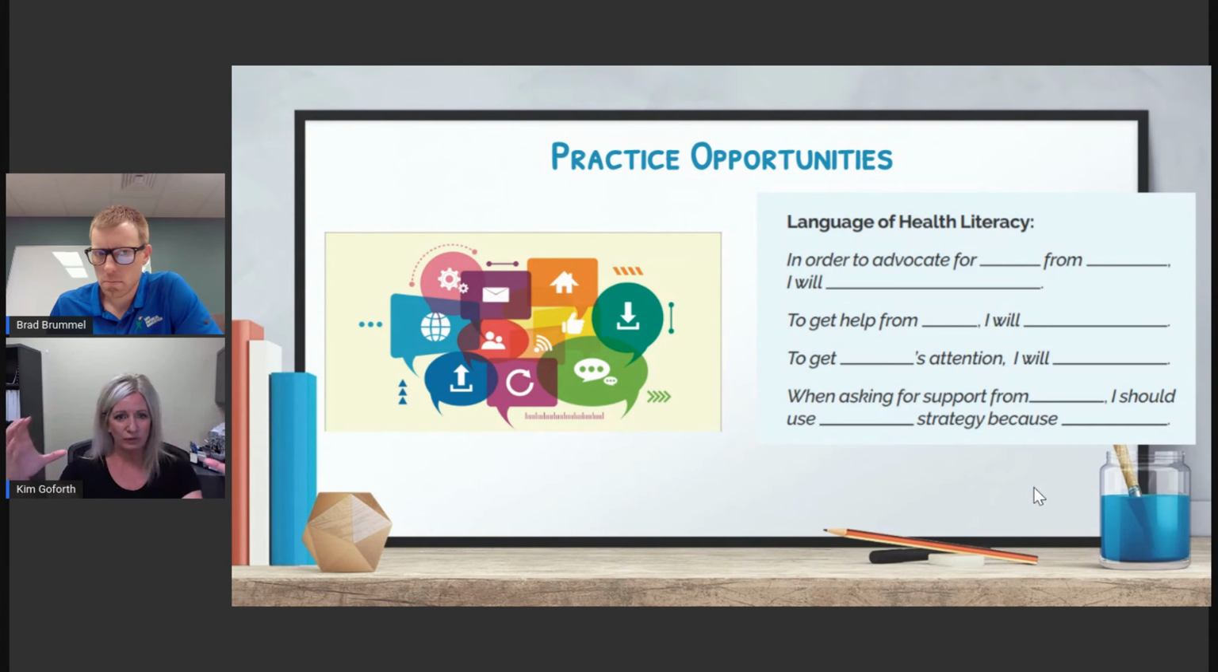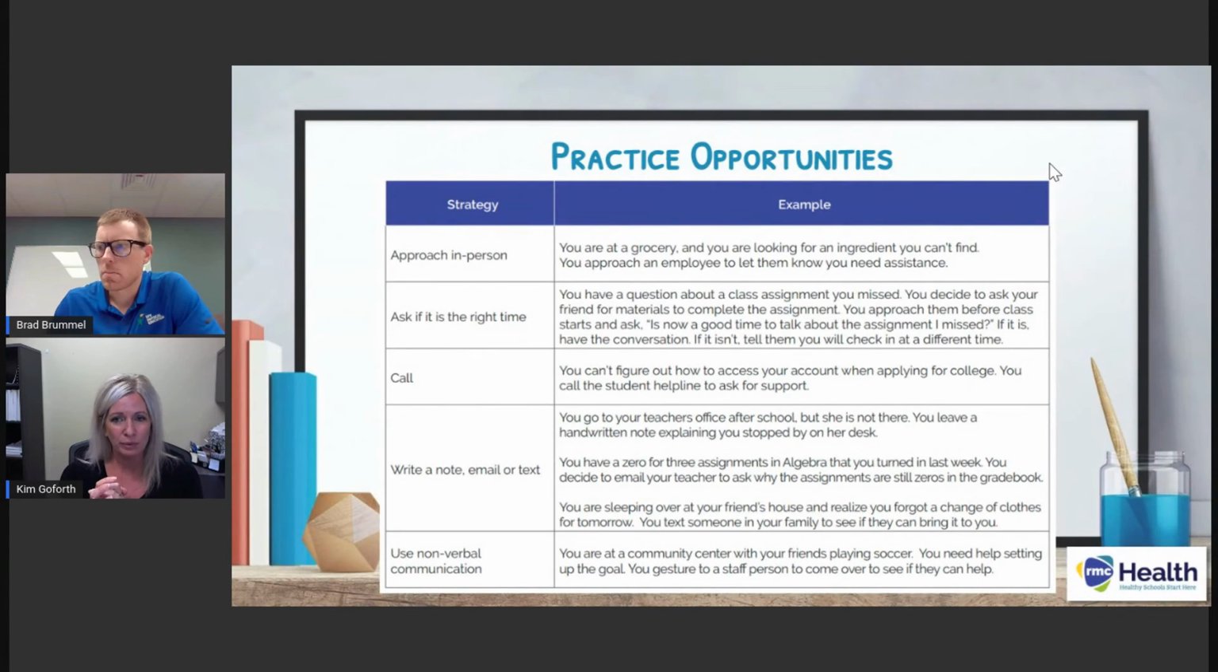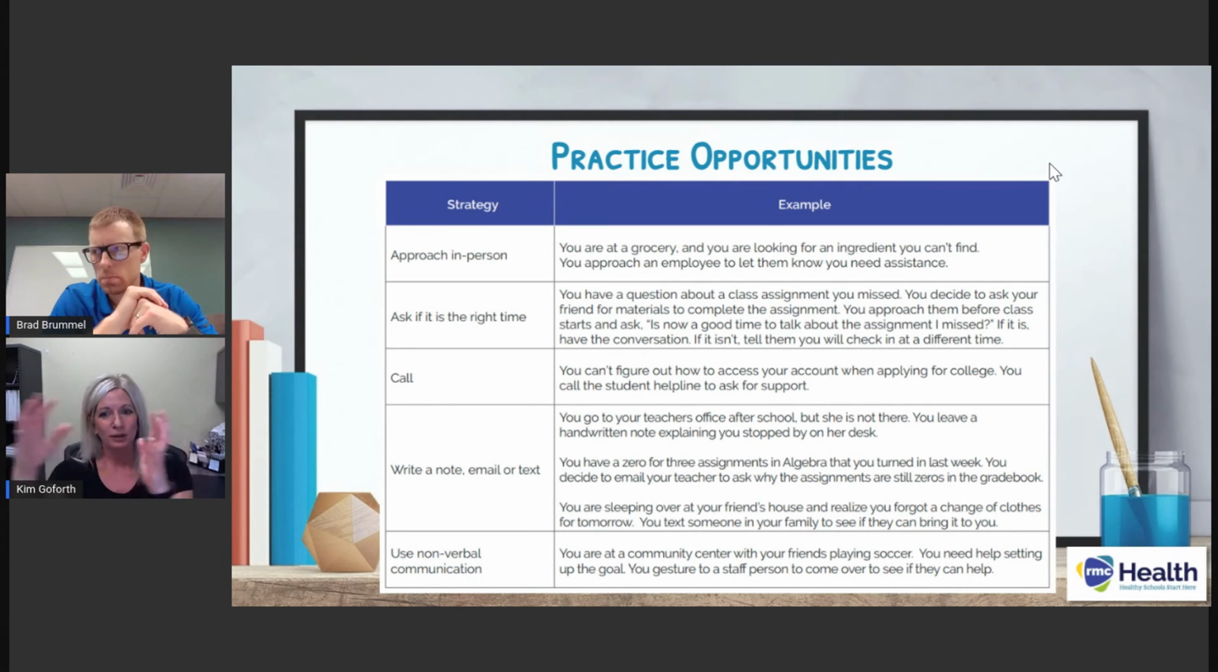And so I think that the final layer that teachers need to give students opportunities to practice is we can set this framework up for them, but then the actual going to do, I think, speaks to us some of these strategies. And there's this table that we've put in here for you, and it's in the health skill guides. The strategies on the left can give some good examples. And so if a student says, I need to just call this person. Okay, so example, you can't figure out how to access your account when applying for college. You call the student helpline. Kind of like, when am I supposed to do that? Is it appropriate to call?